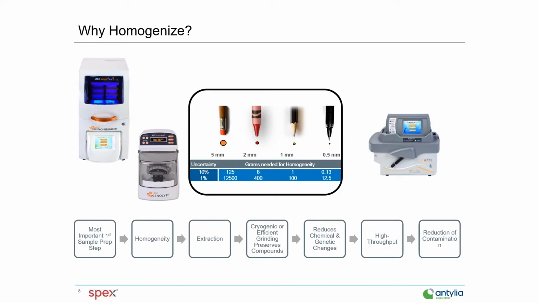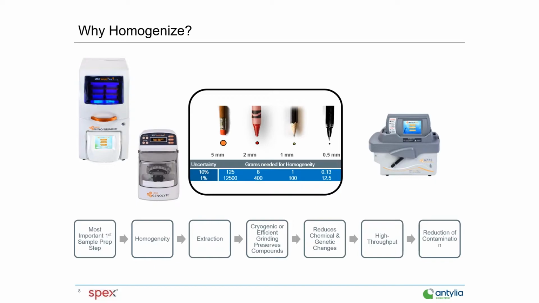Well, some people say, do I even have to homogenize? And if I do have to homogenize, do I really need to use an automated system? Well, there are very good reasons for homogenization. One of them is the amount of sample that you need for homogeneity. If you have a sample that's about 5 millimeters, basically the size of a pencil eraser, and you have a 10% uncertainty allowed in your process, then you're going to need 125 grams of sample.